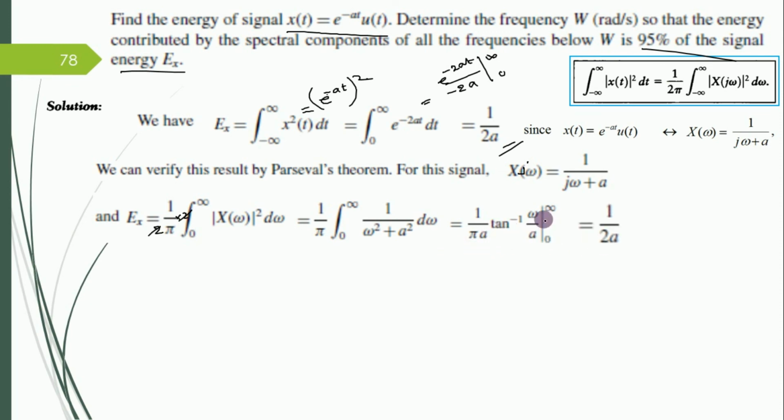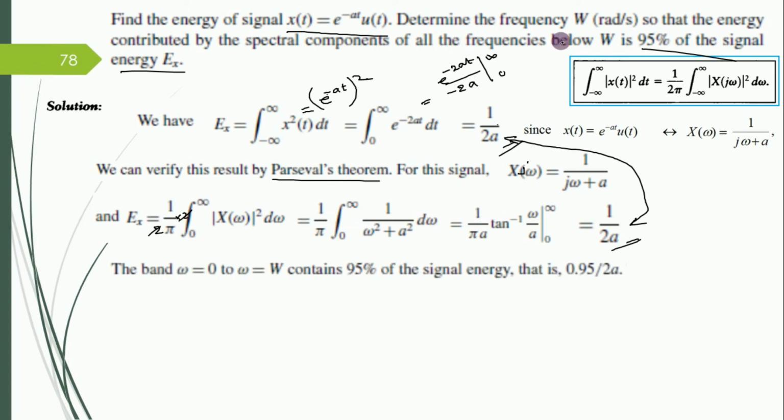So if I solve it, tan inverse of infinity minus tan inverse of 0. Tan inverse of infinity is pi by 2, minus tan inverse of 0 is 0. So pi by 2, pi and pi cancels, so only 2 will be left. So 1 by 2a. So this and this is matching. So Parseval's relationship is verified. It's verified.